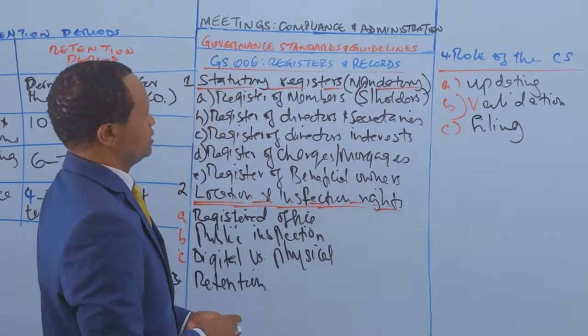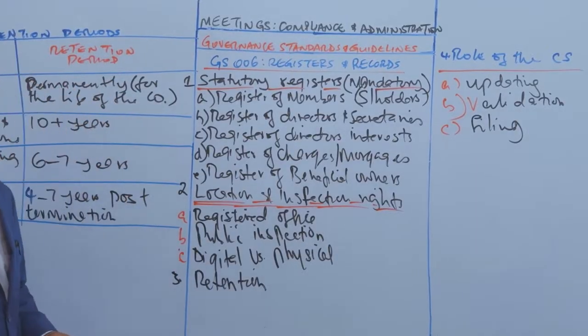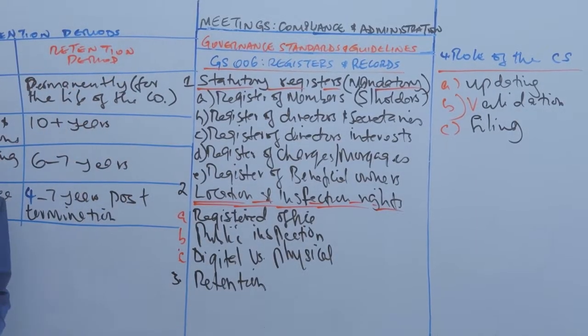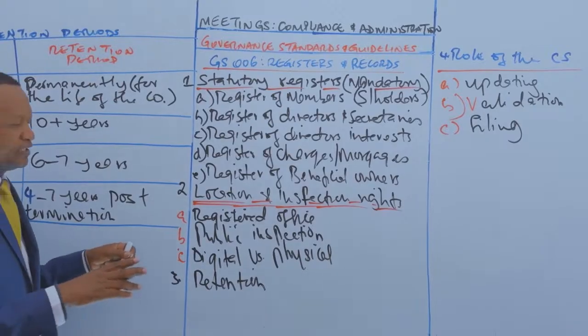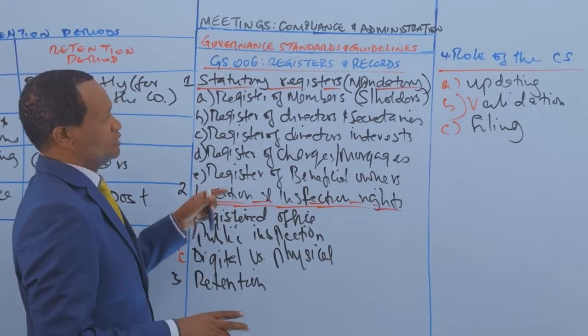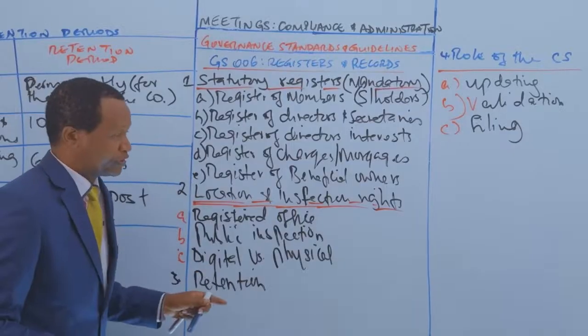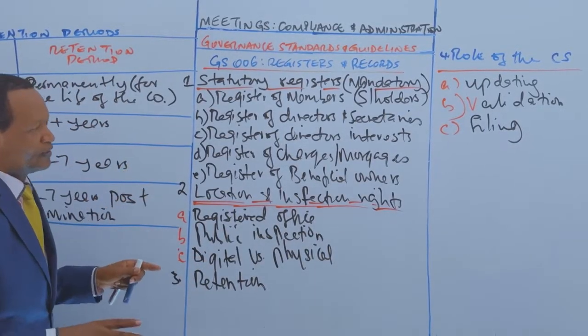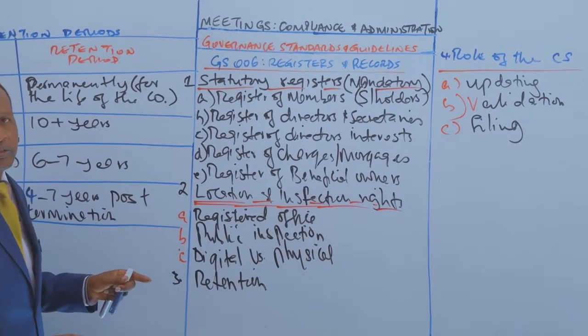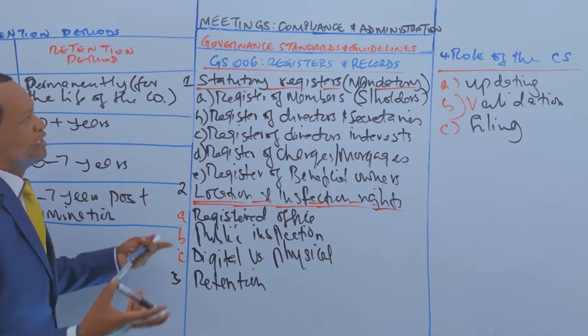Then number 3, filing. It is also the legal responsibility of the corporate secretary to notify the national registry, like the register of companies, whenever a register is updated. Whenever a register is updated, the corporate secretary is to ensure that that change is communicated to the register of companies.